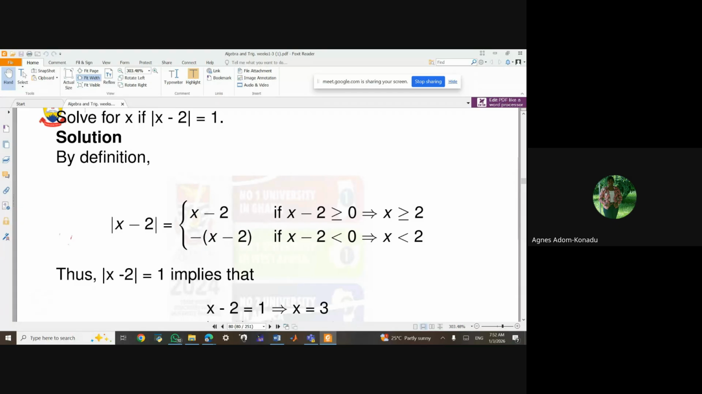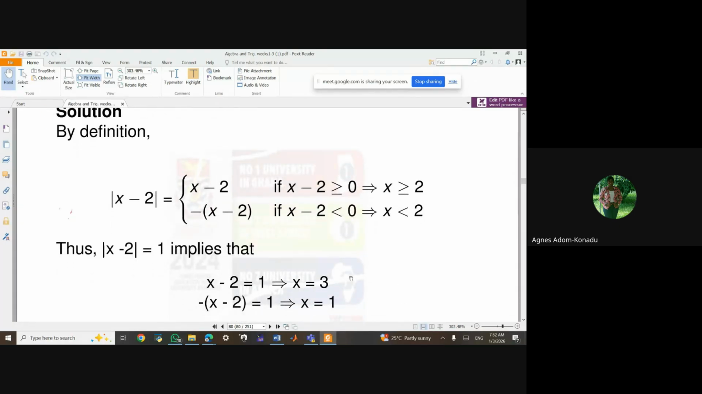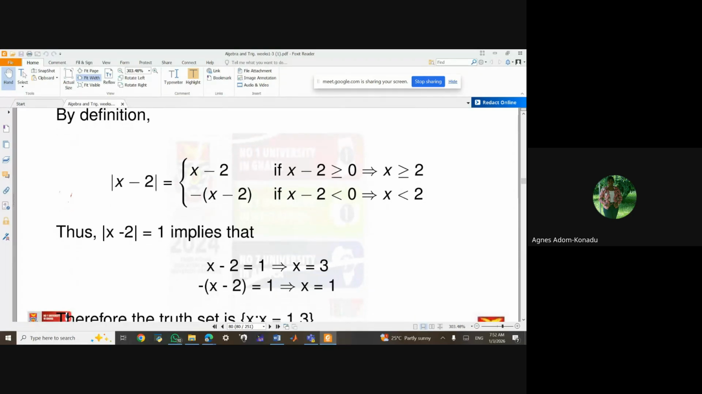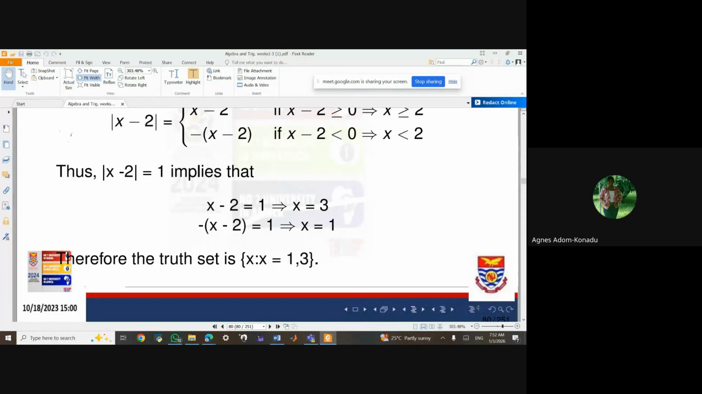So to solve this, we look at the positive side. I have x minus 2 is equal to 1. Making x the subject, I'm going to get my x to be 3. And then also the negative side, negative of x minus 2 is equal to 1. When I solve this, I'm supposed to get x equal to 1. So the truth set is x such that x is equal to 1 or 3. So we have what we call truth sets.